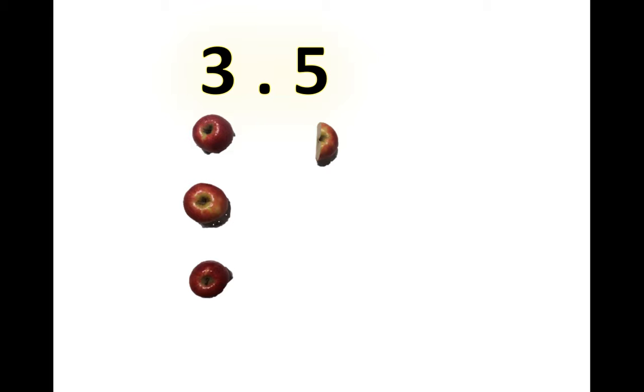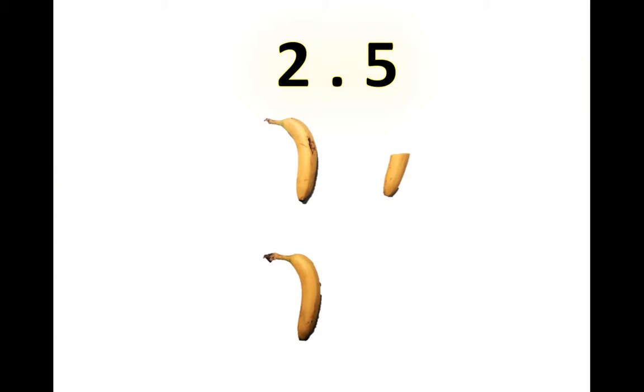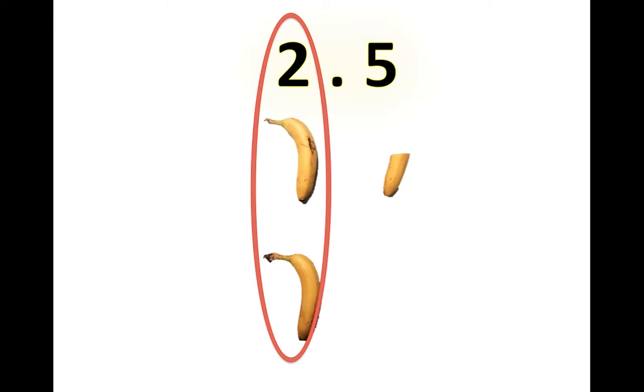If we look at apples, this person has eaten 3 whole apples and a half apple. Going back to bananas, we can see that 2 whole bananas are to the left of the decimal point, and 5 tenths or half a banana are to the right of the decimal point. 5 tenths being a fraction of a whole. Therefore, we know that to the left of the decimal point are whole numbers, and to the right of the decimal point are parts of a whole.